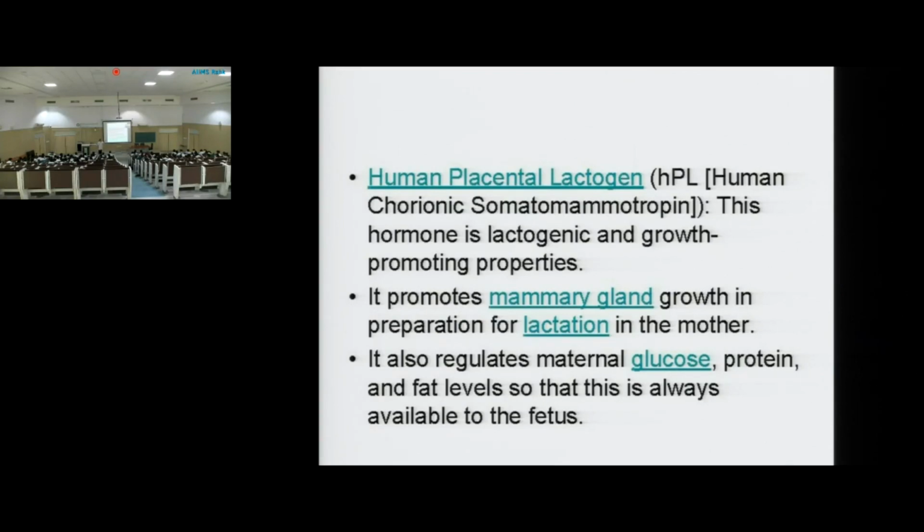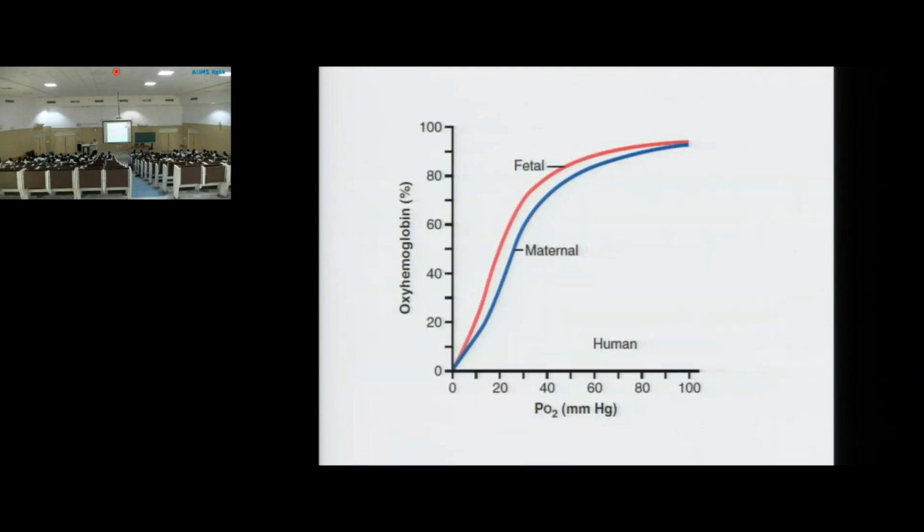And it is important that it is maintaining the maternal glucose levels. Basically, it reduces the insulin sensitivity, so there is a reduction in the uptake of glucose, so that more glucose remains available in the maternal blood for the fetus to take up while there is diffusion taking place at the level of the placenta. So this is helping in that. And of course, it also regulates the protein and the fat levels, so that these are also always available to the fetus. I've already discussed these.